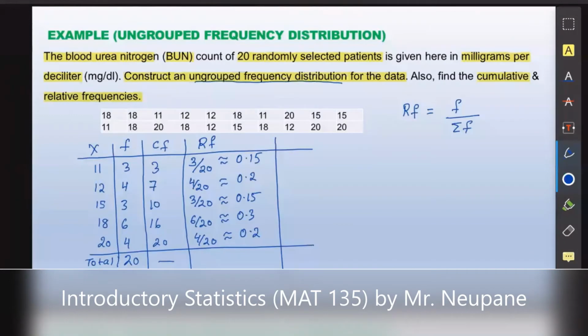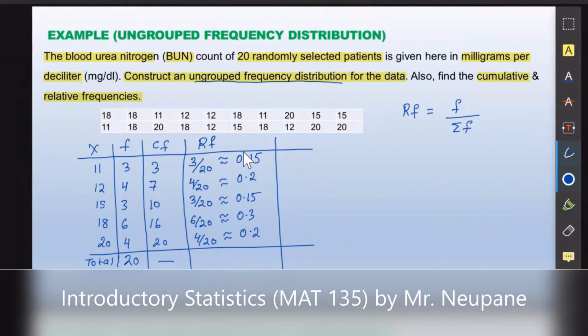Okay, so in this example, you can see we constructed the ungrouped frequency distribution for the numerical data. The data given here is numerical. We constructed the frequency distribution or frequency table, and using that table, we calculated the cumulative frequency, and then we calculated the relative frequency. Later on, these relative frequencies are also called probabilities. Do you have any question on this example before we move on to the next example?